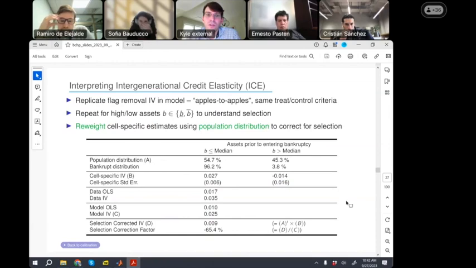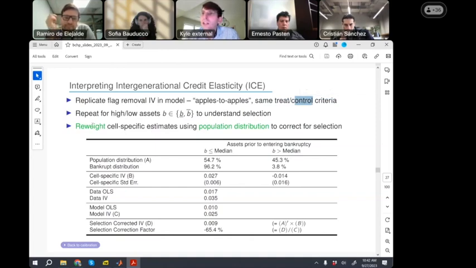One thing we do in the model, and that I'm going to have to go through fairly quickly, is we replicate the bankruptcy flag removal in an apples to apples manner. So we define the treatment and the control criteria identically. For the treatment, the flag comes off in the second to last investment period, and for the control, it comes off right after that investment period. So the kids are 13 to 18 when the flag comes off, versus older than 18 when the flag comes off.